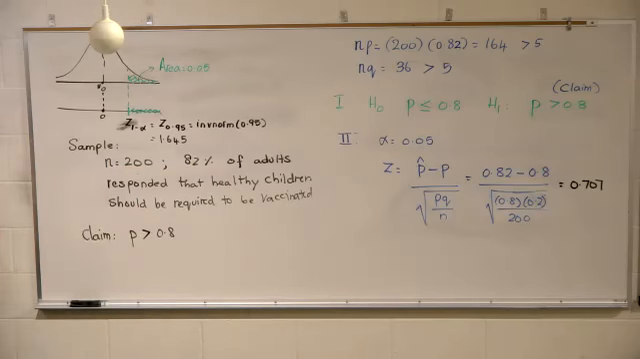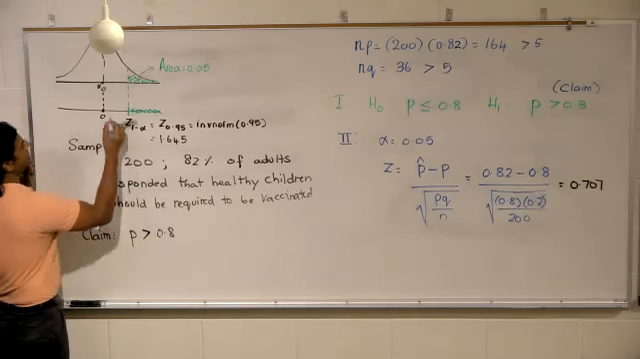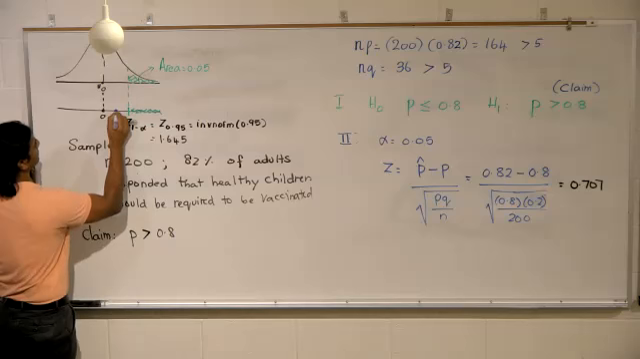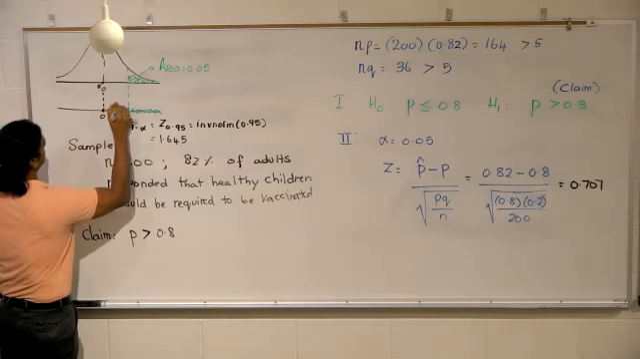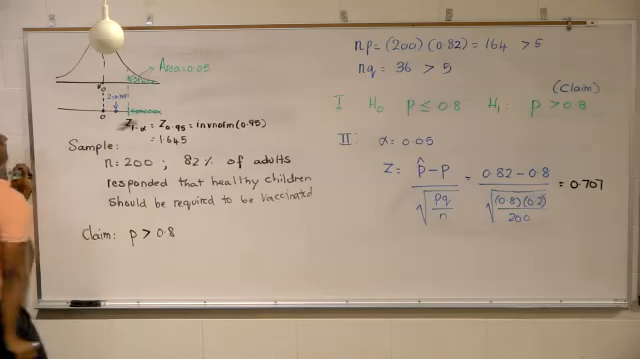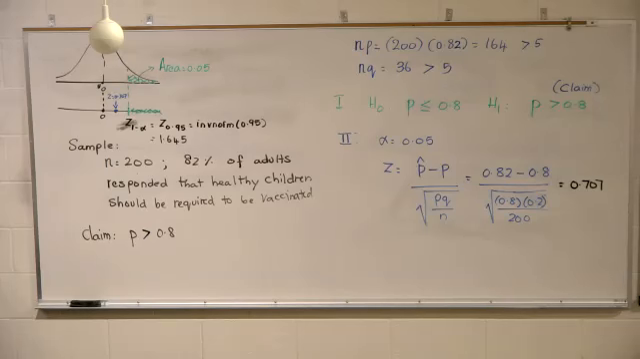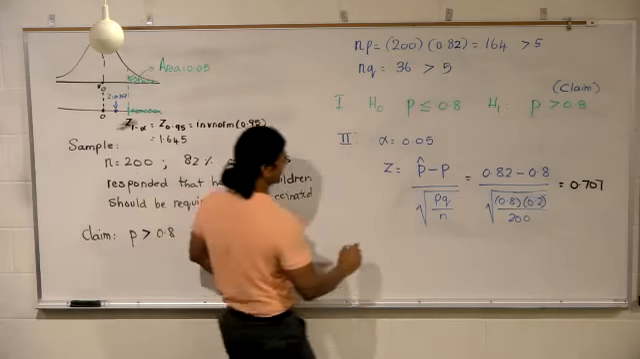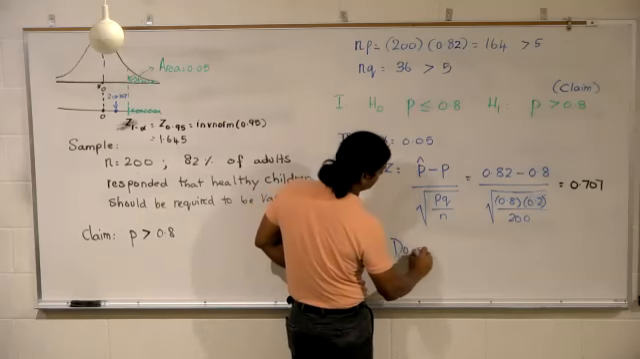Where does the test statistic fall? 0.707. Perhaps there. Did the test statistic fall in the rejection region? No. Should we reject the null? No. So our conclusion is to not reject the null.